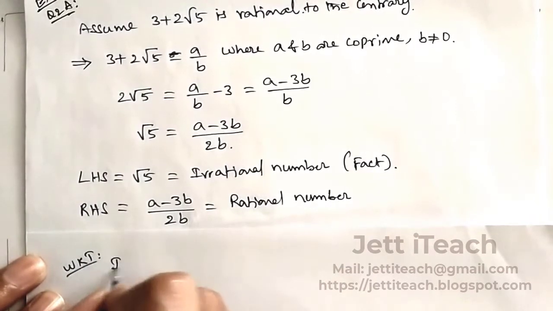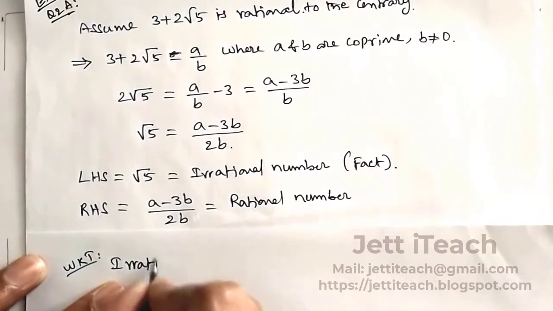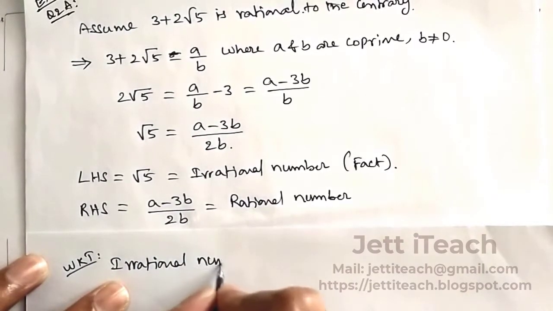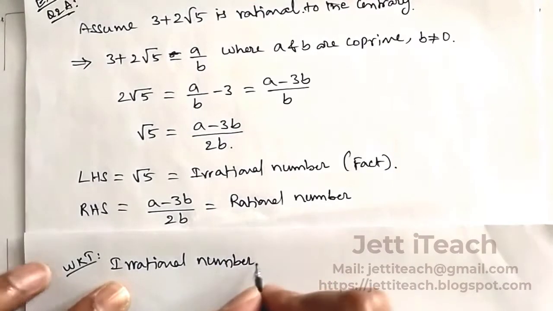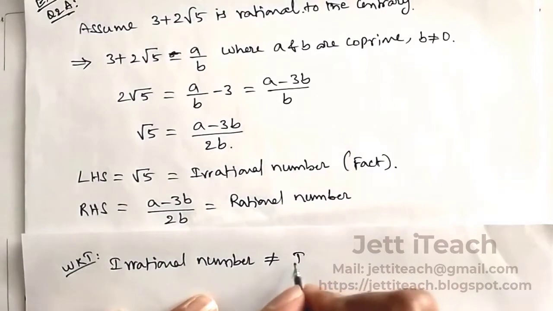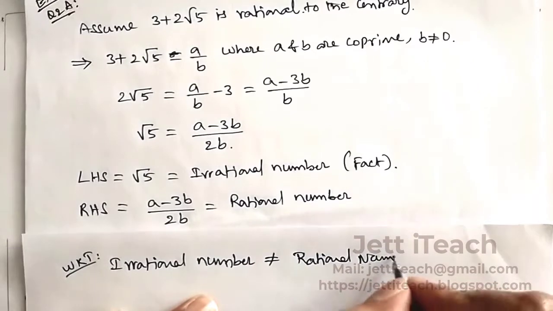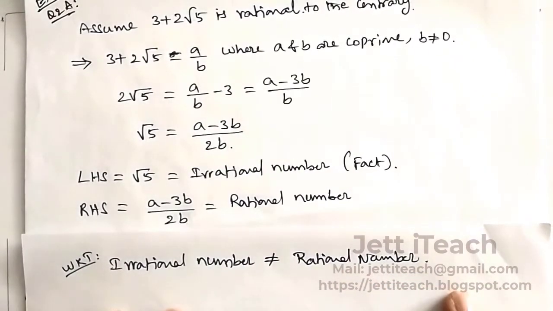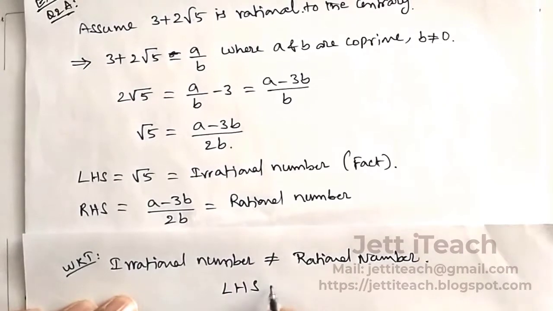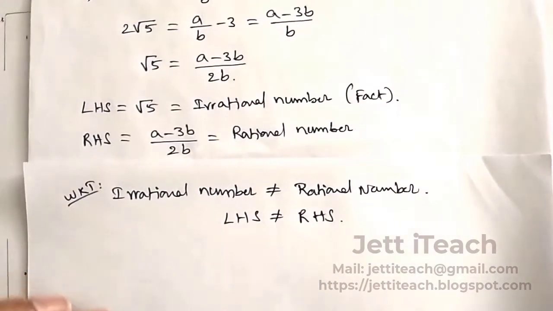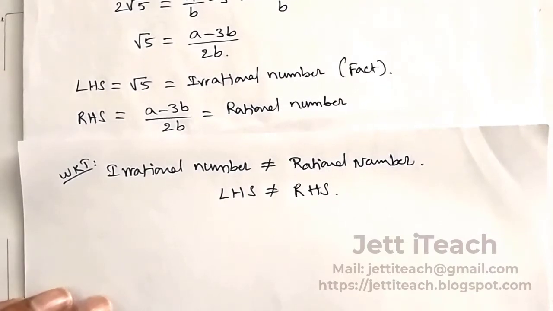Okay, now we know that irrational number is not equal to rational number. Okay, we know that irrational number not equal to rational number. Okay, so LHS not equal to RHS. Okay, you can write the conclusion now.